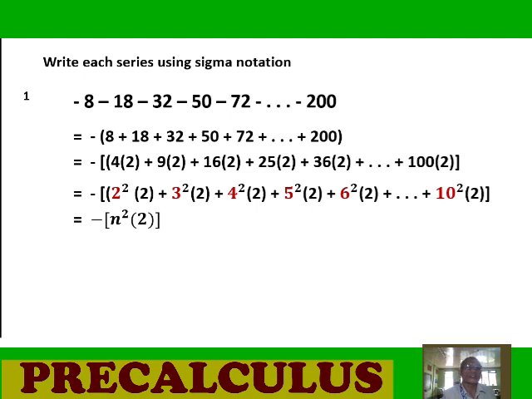In other words, our expression for the series is negative n squared times 2, or our summation is summation of negative 2n squared as n starts from 2 to 10.